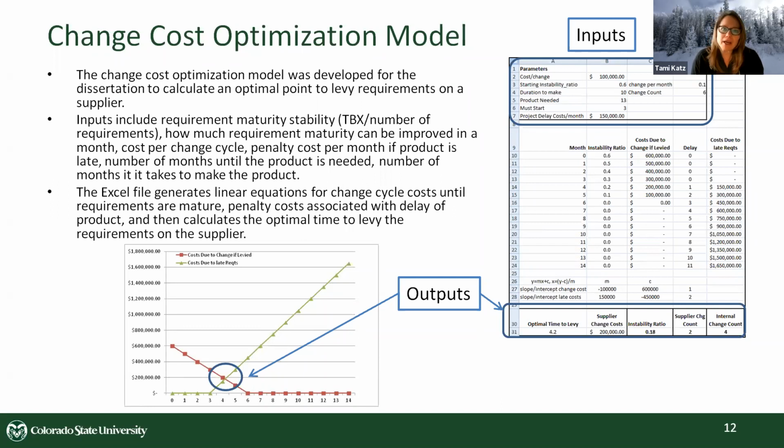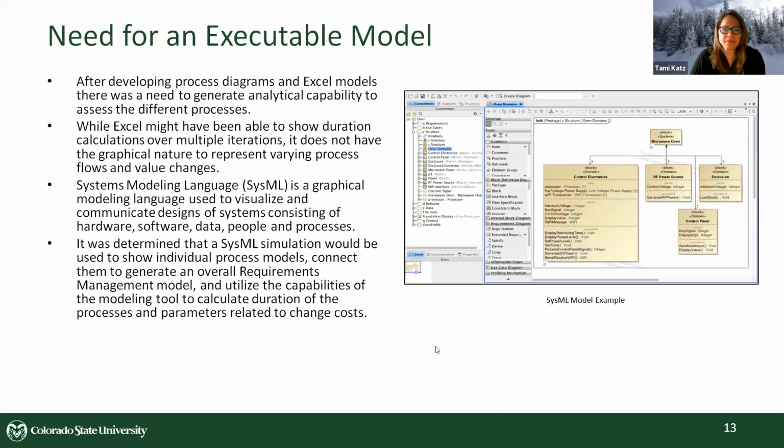And then also, if that product's late, what's the impact to the project? What would the penalty cost be? So these are all approximations that we could have as entry points for a project to kind of figure out that optimal point. So these were all inputs.